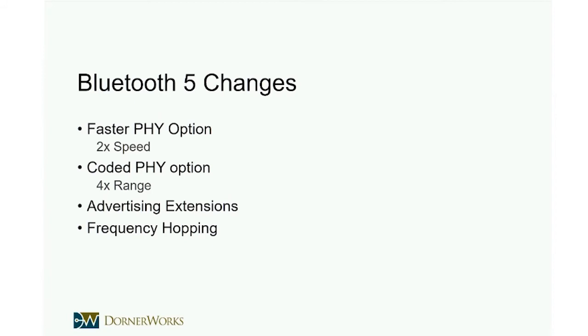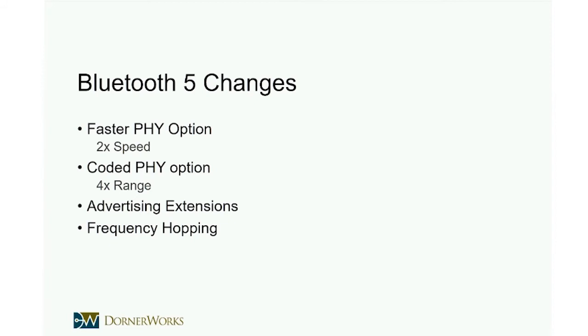So Bluetooth 5 added a couple different PHY options. For Bluetooth 4, you had a 1 meg PHY. And for Bluetooth 5, they added a faster PHY option to get twice as fast. They also added a coded PHY option that allows you to get 4 times the range. I think we'll talk about it more in detail later, but you can't have both. You can't have 2 times as fast and 4 times as far. You can either have it 2 times as fast or 4 times as far.